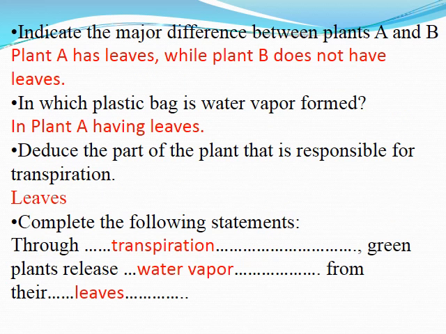So plant A has leaves while plant B doesn't have leaves. In which plastic bag is water vapor formed, in plant A having leaves? Deduce the part: mainly the leaves. So through transpiration, green plants release water vapor from their leaves.